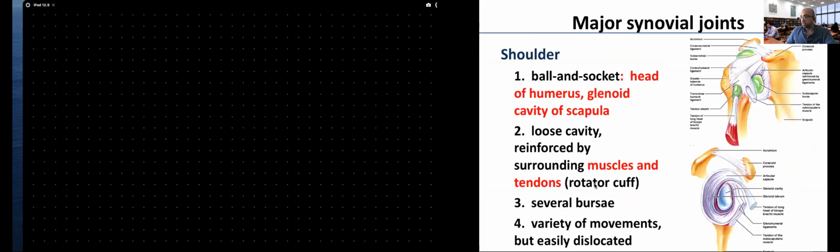Moving on to the major synovial joints in the body. The first one is the shoulder joint. Again, it's a ball and socket joint in which I have the articulation between the head of the humerus with the glenoid cavity of the scapula. The glenoid cavity is a shallow cavity. It's a loose cavity. That's why I need a lot of reinforcements to stabilize the shoulder joint. So we're going to see a bunch of muscles that will be attaching the 2 bones together.